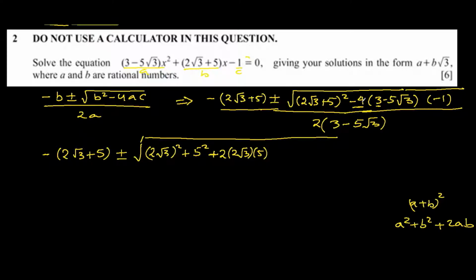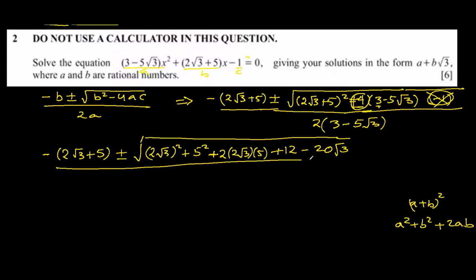Now to expand this one, we will multiply minus 4 and minus 1 first, so that they become positive 4. So this is gone. I can treat this as positive 4. Positive 4 times 3 is positive 12. And 4 times minus 5 square root 3 is minus 20 square root 3. We are not using any calculator, mind it. Okay. In that case, every detailed step you should show to prove that you didn't use any calculator.